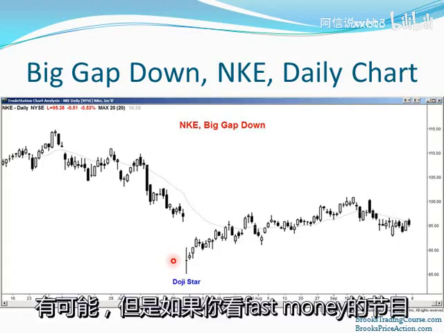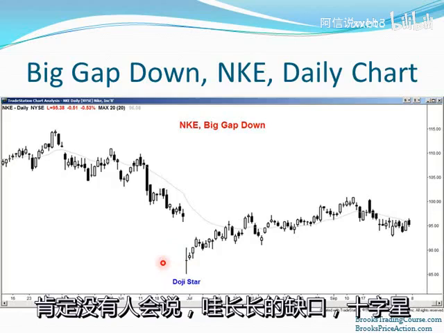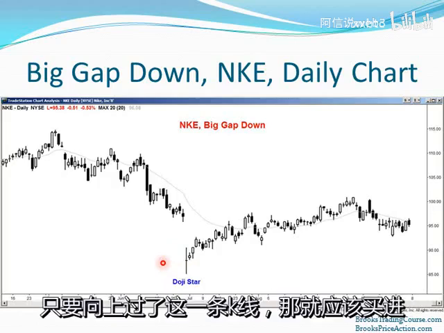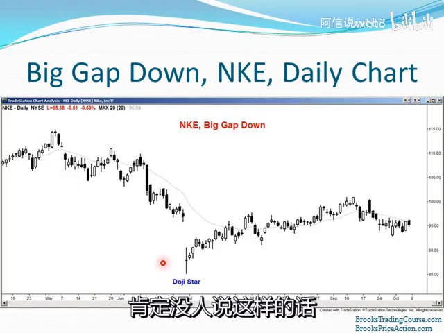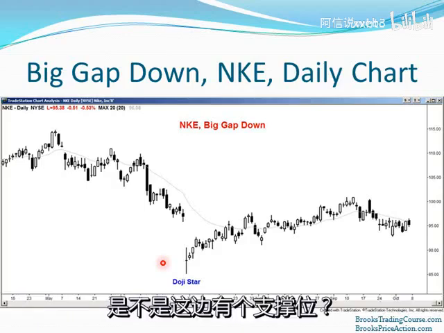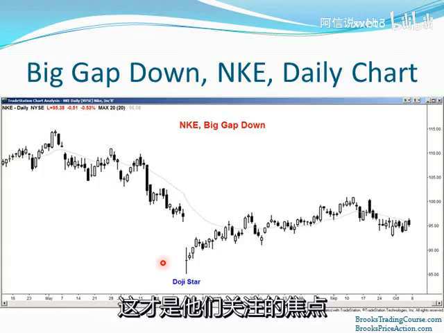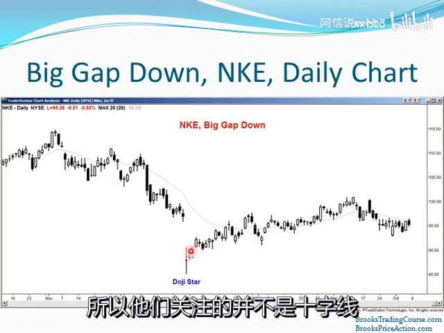It can, but if you watched Fast Money or any business show on that day, you did not hear any trader saying, "Oh, wow, big gap down and a doji star. If it goes above that bar, it's a buy." Nobody said that. What they said was, do you think it's cheap enough to buy? Do you think it's overdone? Do you think it's at support? Do you think the support's below and it has room to go on the downside? That's how traders talk about it. So it's not the doji pattern that they're interested in.